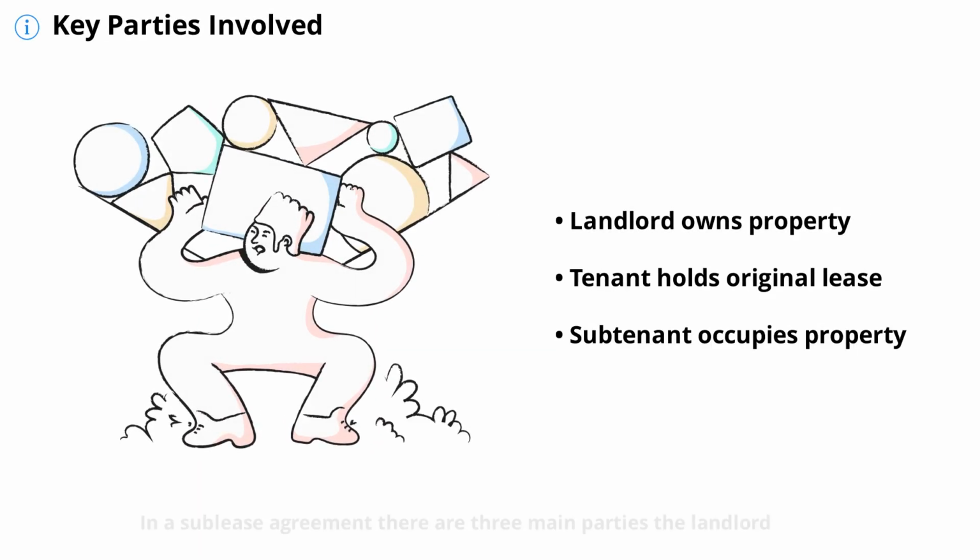In a sublease agreement, there are three main parties: the landlord, the original tenant, and the subtenant. The landlord owns the property and has a lease agreement with the original tenant. The original tenant, who may need to leave the property temporarily, finds a subtenant to occupy the space. The subtenant pays rent to the original tenant, not directly to the landlord. However, the landlord's approval is often required before a sublease can take place, and the original tenant remains legally responsible for the lease.